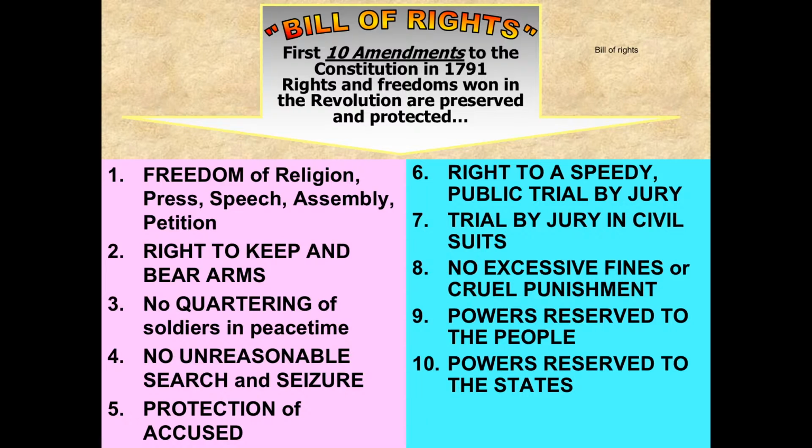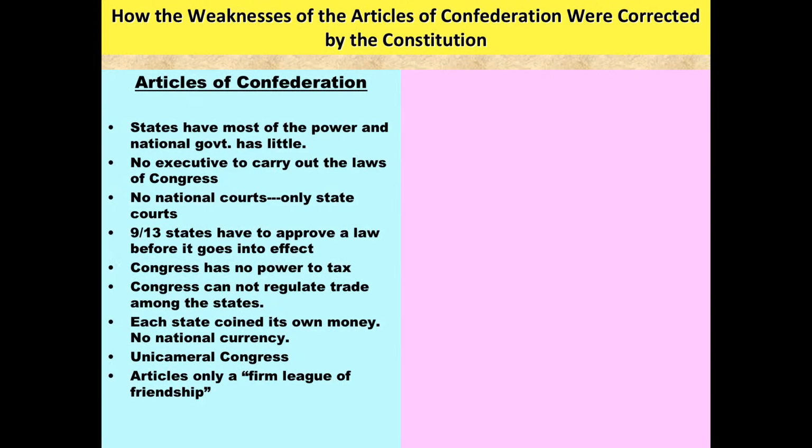Power reserved to the people and power reserved to the states. I love that these two are pretty much the catch-all for future rights. It's like saying, hey, we haven't thought of it yet, but that doesn't mean you don't have that right. You can always reserve that right to yourselves and to the states. So essentially, these are our Bill of Rights. And ultimately, the weaknesses the Articles have, the Constitution addresses them.